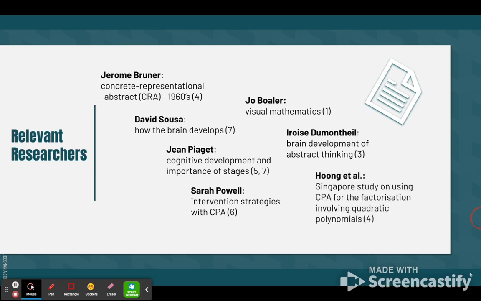And just like I was talking about earlier, Hung and two other researchers, in addition to talking about Jerome Bruner, also talk about a study that they did out of Singapore using CPA for the factorization of quadratic polynomials and how they used concrete manipulatives to do so. The method was extremely successful, and it helped students understand such an abstract concept like quadratic polynomials.